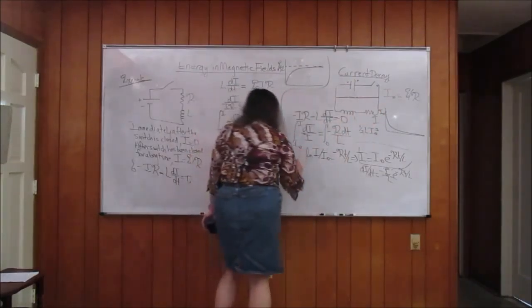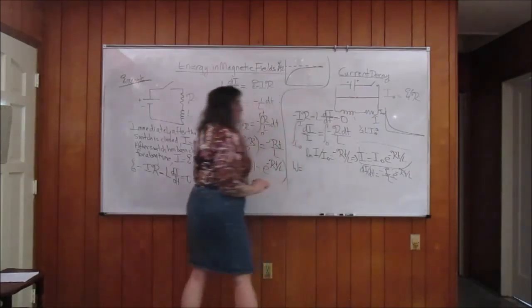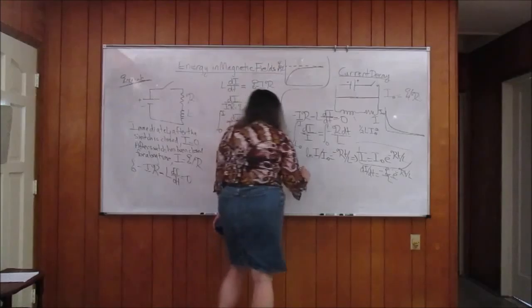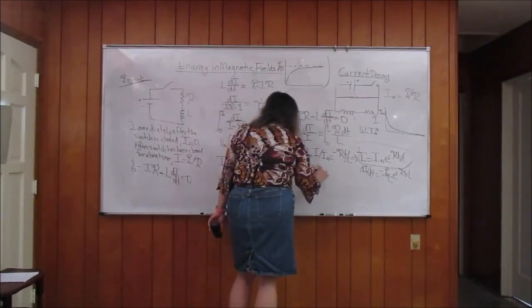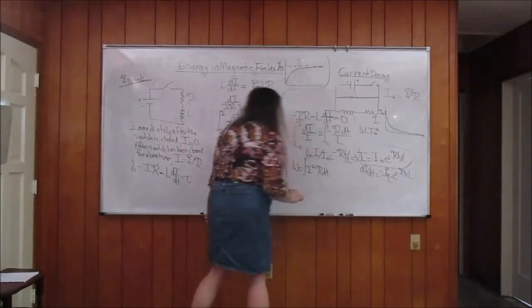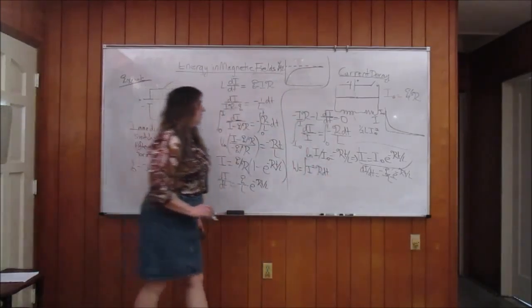So I'm going to calculate the amount of energy dissipated in the resistor. That's just equal to I squared times resistance times dt. We just figured out an expression for the current.